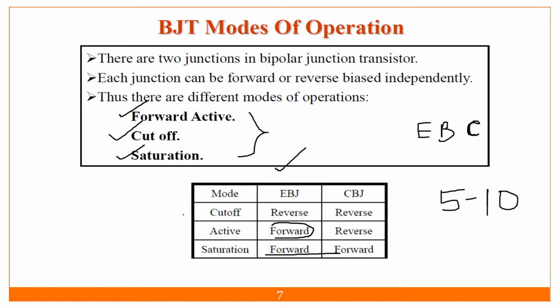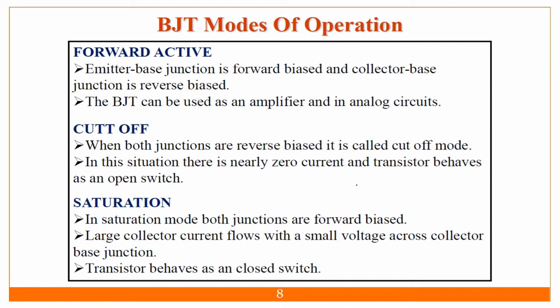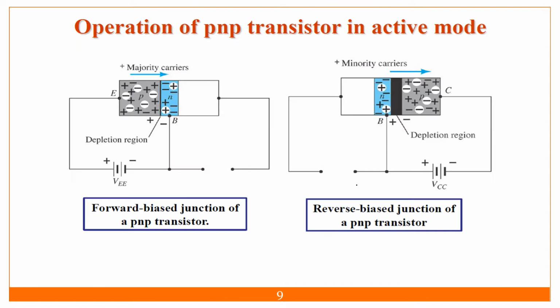How to remember? In the cutoff region, both junctions are reverse bias. In the saturation region, both are in the forward bias. And in the active region, the emitter to base junction is forward bias, and the collector to base junction is always reverse bias. Okay, so what exactly is meant by the active region, the cutoff region, and the saturation region, we will talk about this.